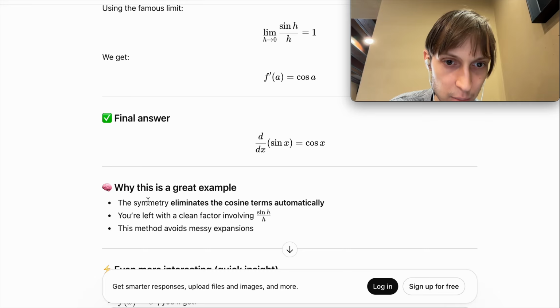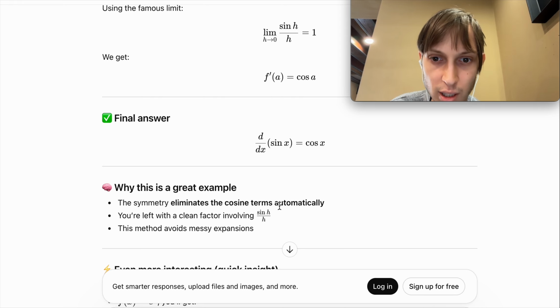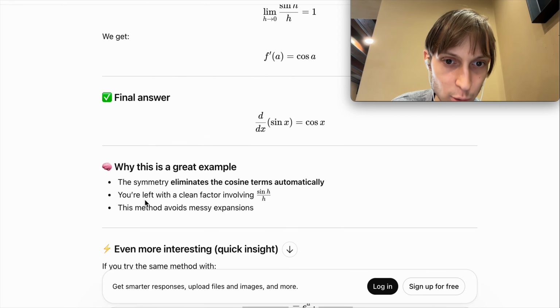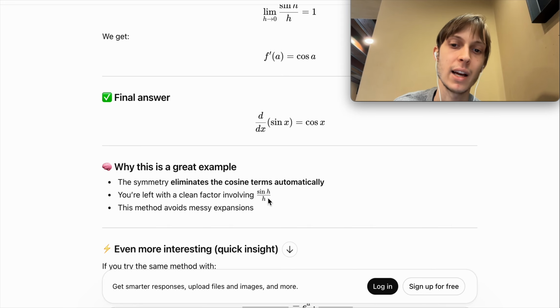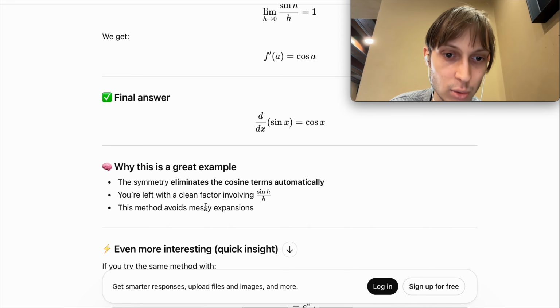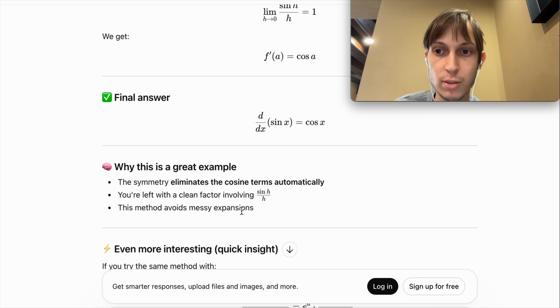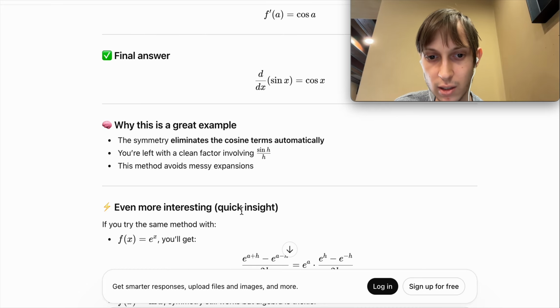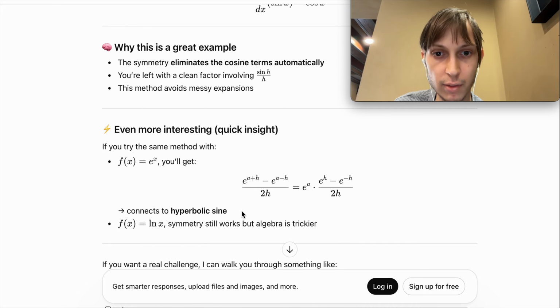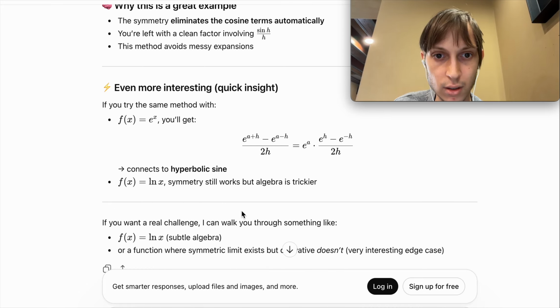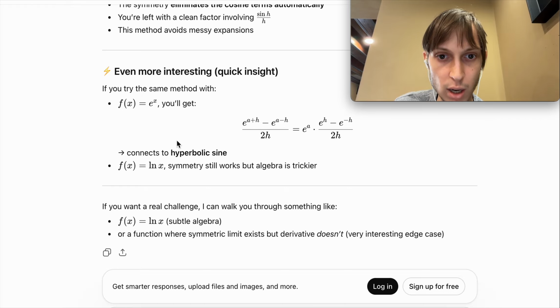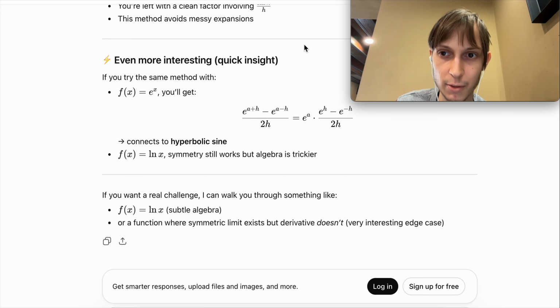Here they just make some notes to the end. Symmetry eliminates the cosine terms automatically. That's nice. You're left with a clean factor involving sine h over h. That's nice as well. And it avoids messy expansions, it says, so that's interesting. Oh, they even give us e to the x. Connects to hyperbolic sine. Oh, algebra is trickier, okay. Well, I'm not gonna ask it now to do the algebra, but let's just call this enough for now. I think it's been interesting.